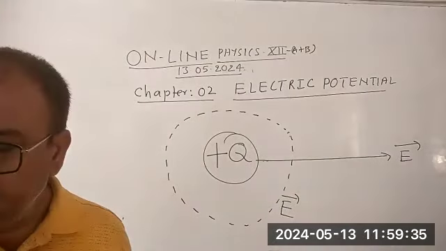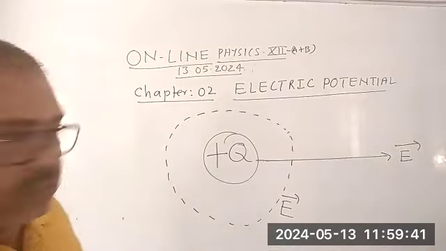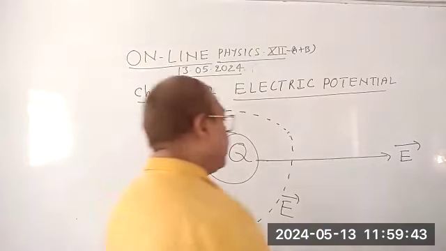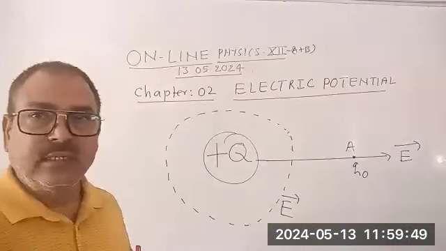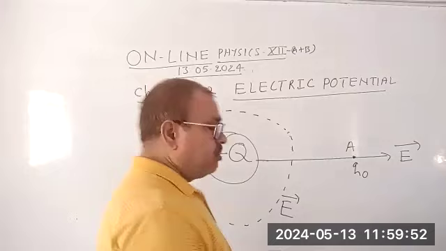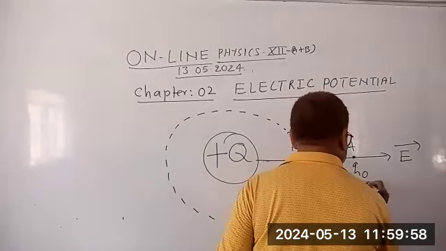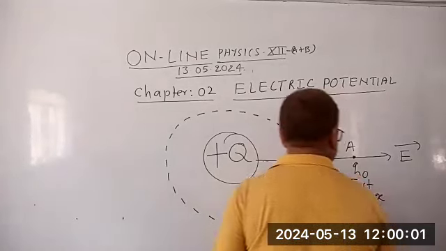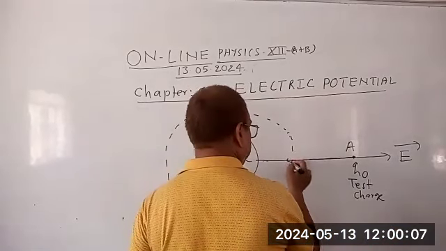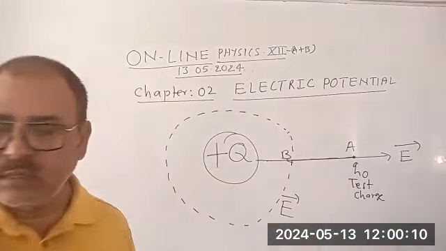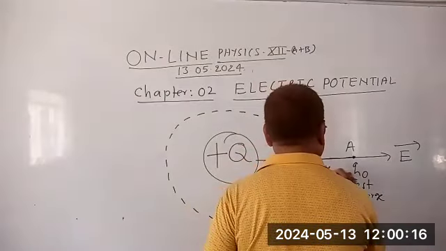And how to decide the potential at a point? You can think here, in the direction of the field, anywhere. Here a test charge is present, so force is also acting on the test charge. Now, this test charge, which is at point A, is brought to a new point B by a distance dx.